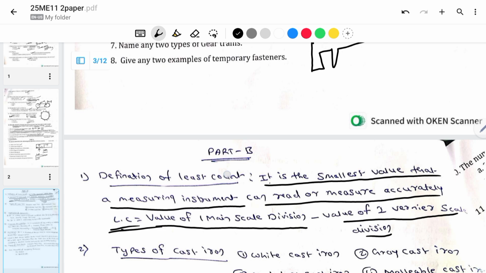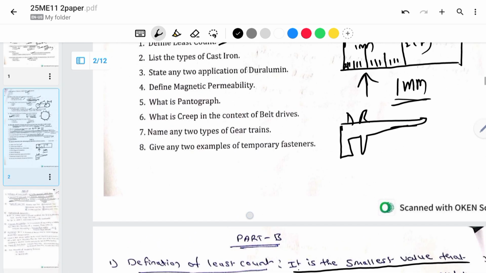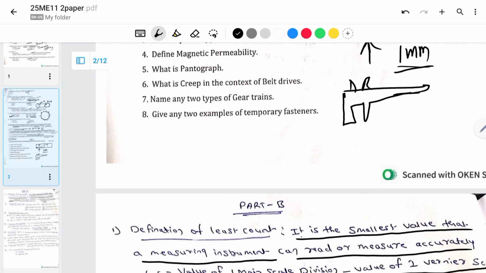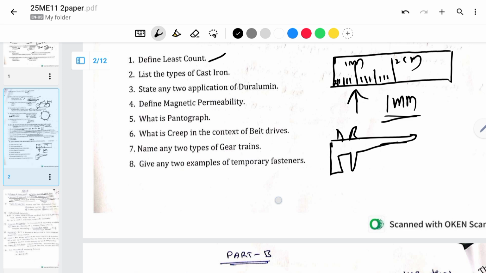So here is the LC formula. For the vernier, they have asked the definition, so you can write just here: it is the smallest value that can be measured with the help of vernier.